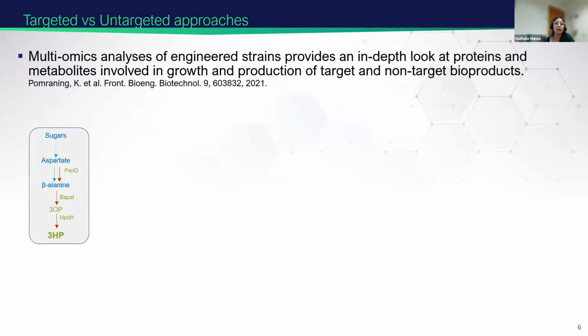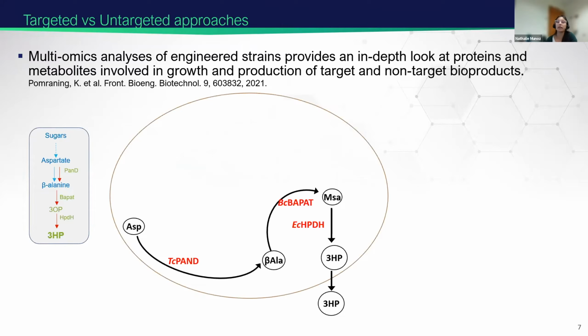Using multi-omics approaches on strains that have been engineered provides an in-depth look at the proteins and metabolites that are involved in both the growth and the production of target, but also non-target bioproducts. If we think about it, in the most simplified scheme of engineering the strains for 3HP bioproduction, these are the steps to get to this product, 3HP. If we want to see it with more detail, we can change to the scheme in which we have the actual enzymes that are doing this production of 3HP and where they are coming from.